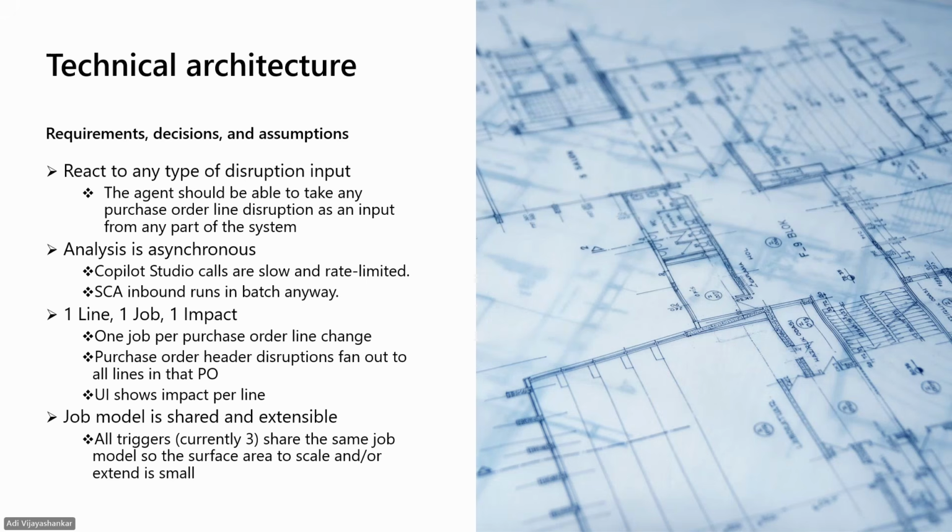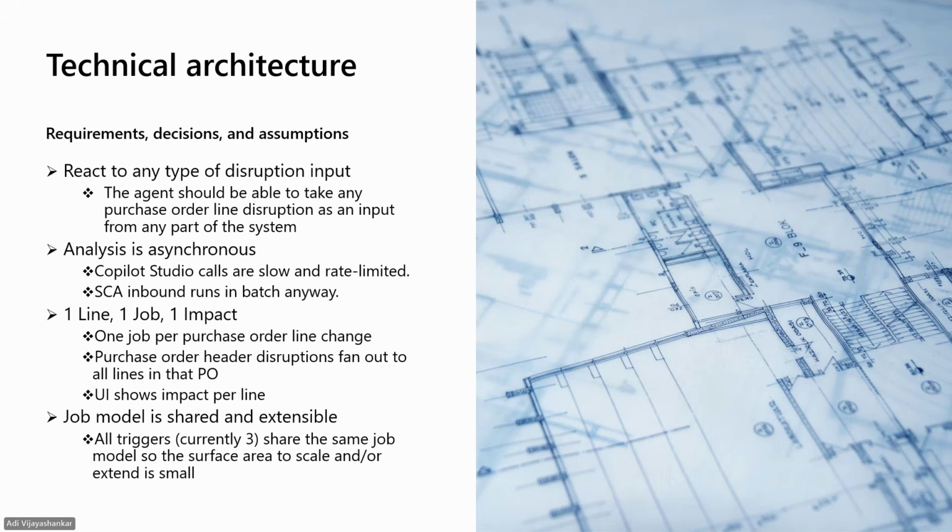And then we took a decision that one line will have one job and then we'll generate one impact. So impact across lines or across purchase orders is not aggregated. This made it simple for us to design around. And also we have some concrete points that each line will associate with a single impact that's very clear in the system.